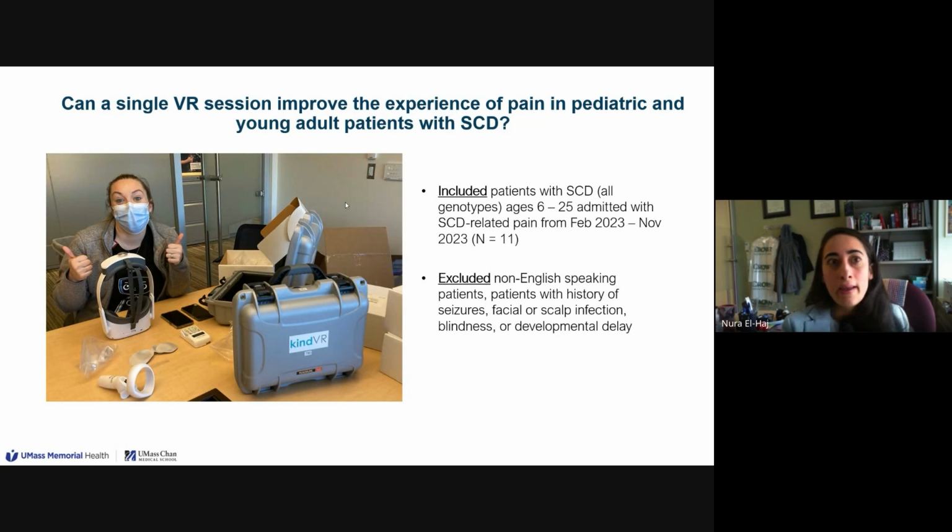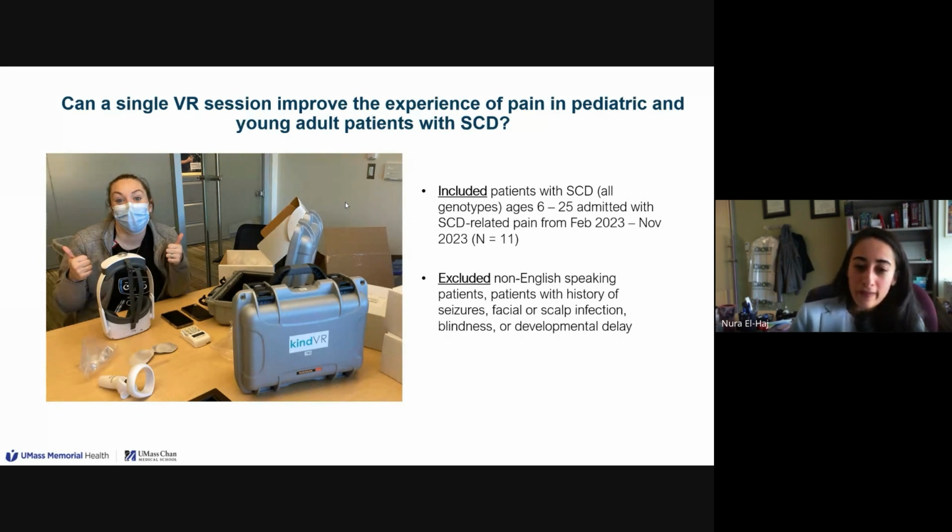So when you think back to when I was talking about scaling ideas and just making the case for your intervention, it really starts with smaller numbers and then you grow that. So we excluded non-English speaking patients, or patients with a history of seizure, facial scalp infection, blindness, or developmental delays. We wanted them to be able to interact with our hardware and our software through also some infection control strategies.